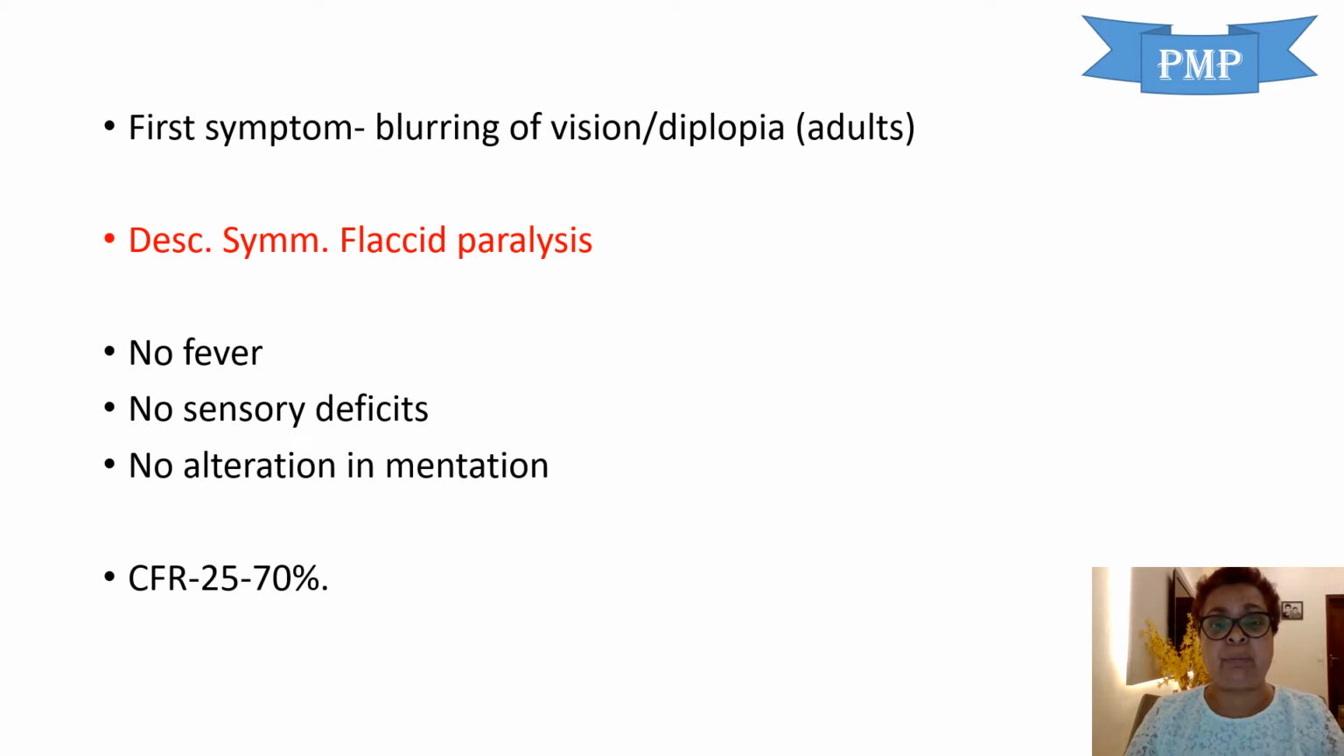So always remember, if there is a clinical history based question, and the paralysis is starting from cranial nerves, that is generally associated with botulism. It presents as dysphagia, dysarthria, dry mouth, dilated pupils, and then gradually descending symmetric flaccid paralysis. Also remember, in botulism there is no fever, no sensory deficit, no altered mentation, and the fatality rates range from 25 to 70%.